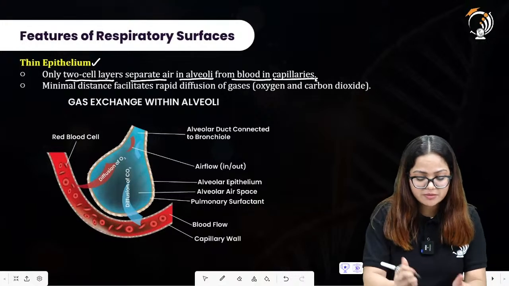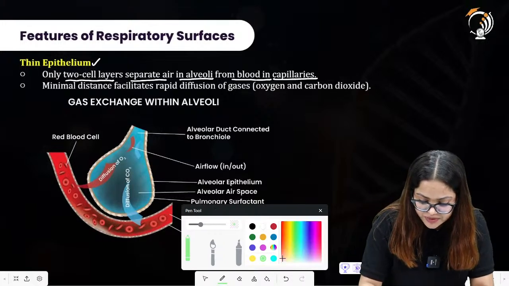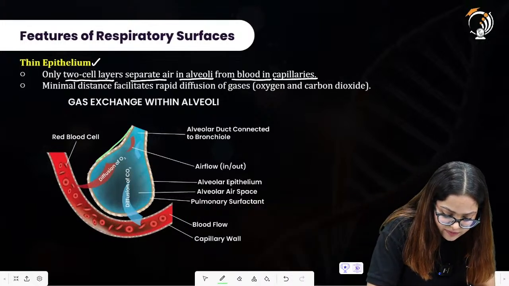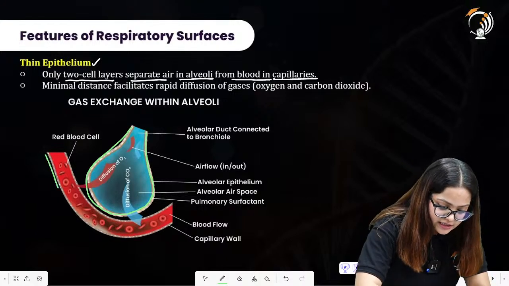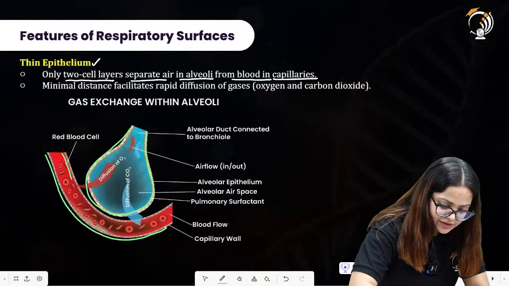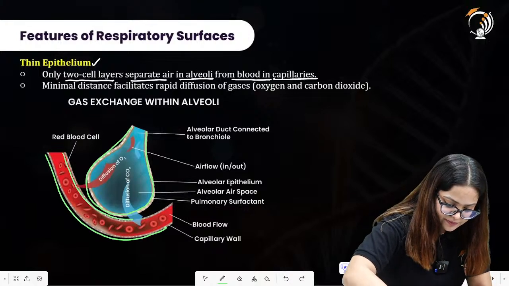Now it is talking about, actually, can you locate where the alveoli is present? It is present here. This is the alveoli. This is the alveolar bag. Understood? And what is this? This is the blood capillary here. This is the blood capillary.